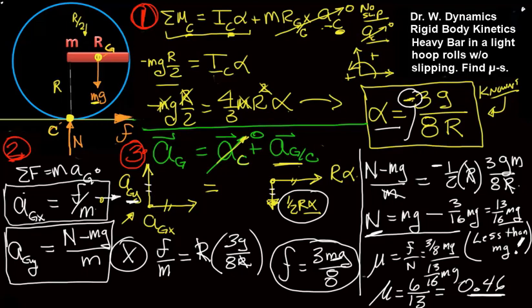So here's a classic problem showing all the steps and the pitfalls to avoid, such as assuming that that is 3/8 of mg. Mu is not 3/8. We have to carry that calculation further and solve for the normal, which turns out to be less than the weight. And that's because the center of gravity is accelerating downward.